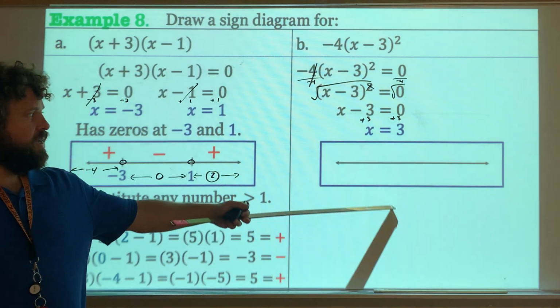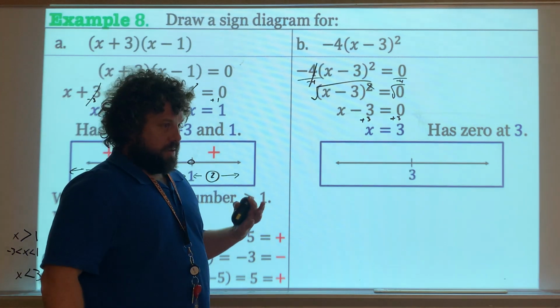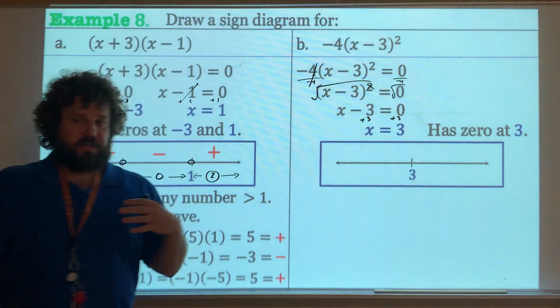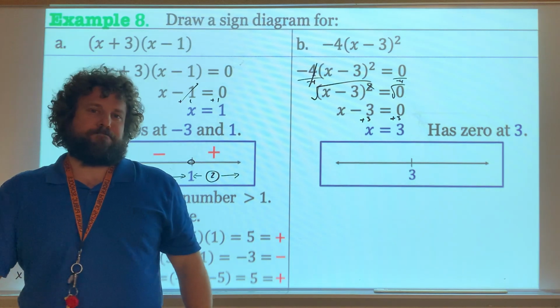So what that means is 3 is my only 0. You have a 0 at 3. So everything before 3 is going to be a certain sign. Everything after 3 is going to be a certain sign. Now, do you think those signs are going to be the same or different?